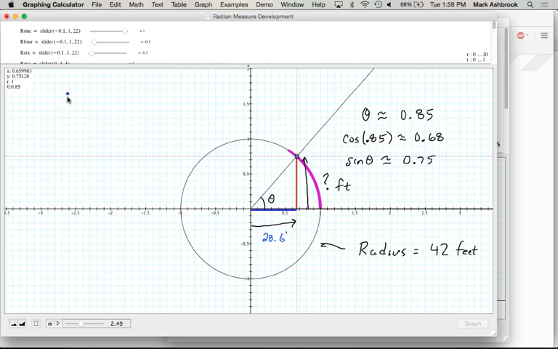And so what did he do? He took the 42 times what? That's 0.68, which is the cosine of 0.85 to get the 28.6.